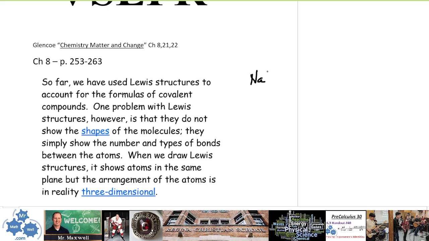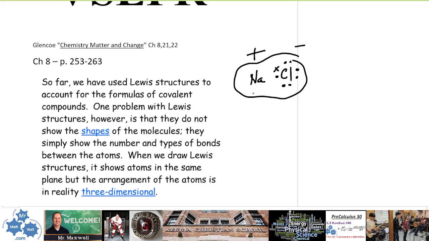So, Na has a lone electron there, and Cl would have 7 valence electrons. And these guys get together because this electron here is stolen by chlorine for a full outer electron shell, and therefore this sodium is positive, chlorine becomes negative, and boom, they come together. Now, the Lewis dot structures help us to understand why that happens. But the one problem with Lewis structures is that they do not show the shapes of molecules. They simply show the number and types of bonds between the atoms.